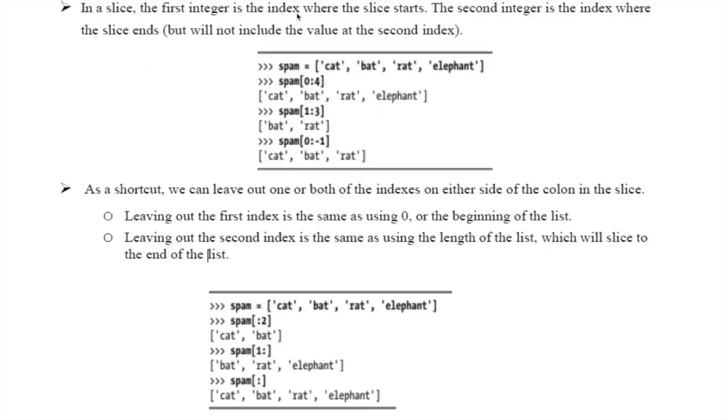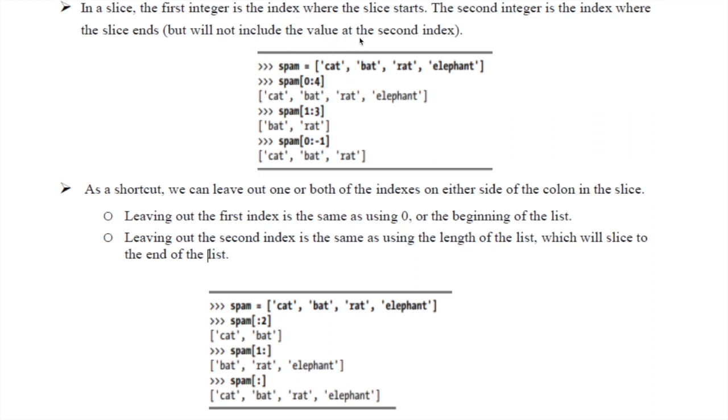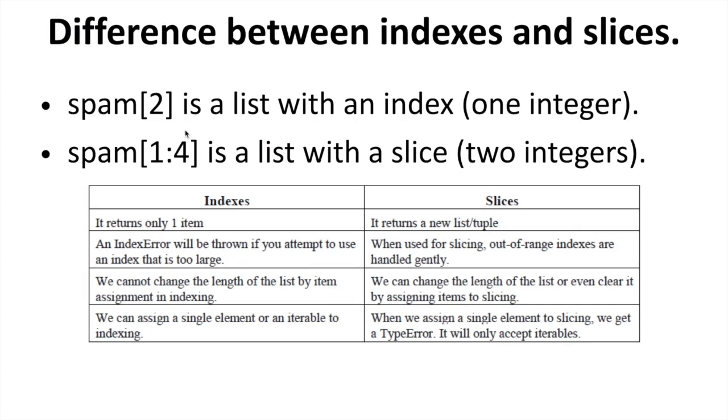You can see in this slide, the first integer is the index where the slice starts, the second integer is the index where the slice ends, right? Here 1 is where the slice starts, and 4 is where the slice is going to end. But the slice will not include the value at the second index. That means according to this example, 4 should not be included, up to 3 we should consider. Okay, we'll see the example.